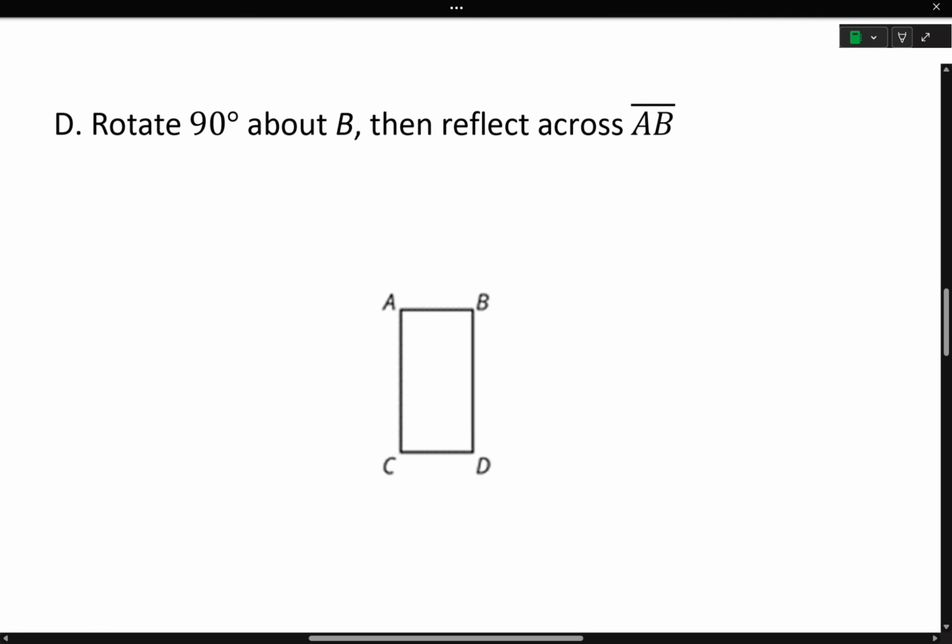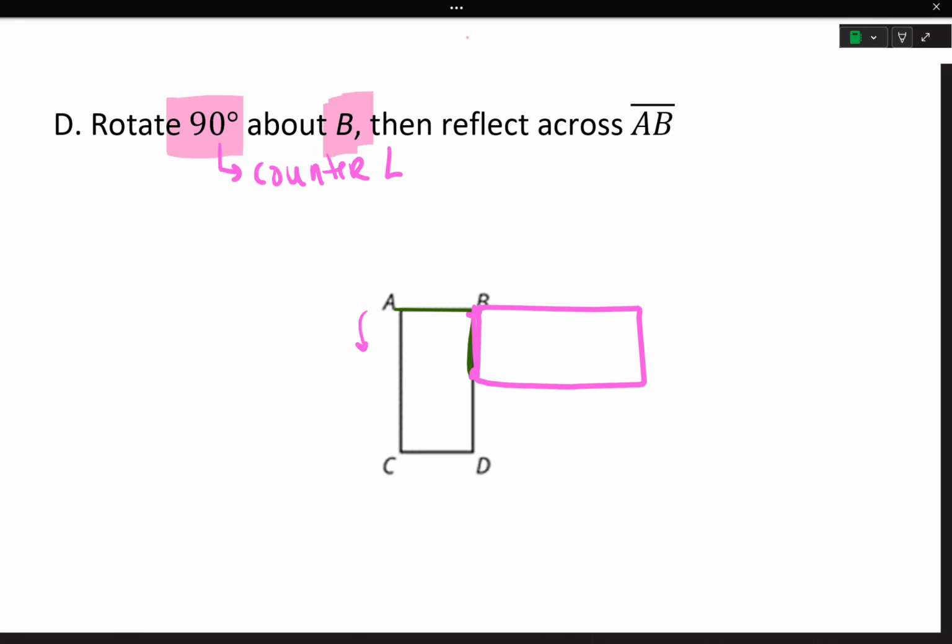Lastly, let's try that for letter D. First, we're going to rotate it positive 90 about point B, so that's counterclockwise. Here's B, counterclockwise is that way. So, if I connect A to B, from A, counterclockwise is that way, so it would end up here. Alright, so here's my rectangle.